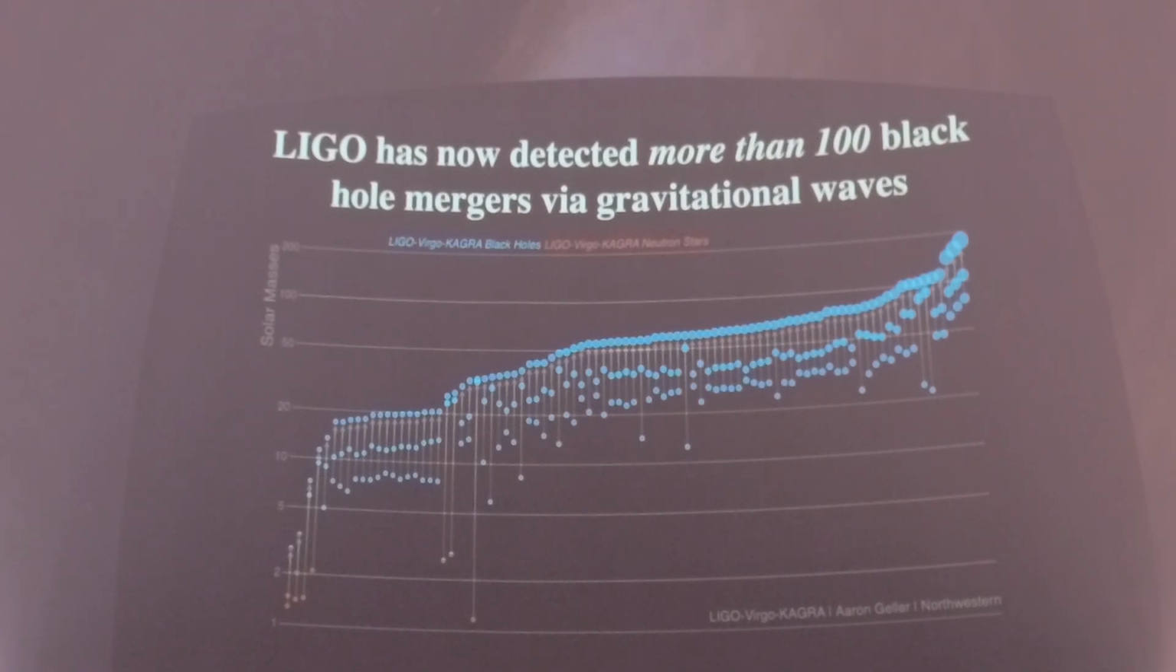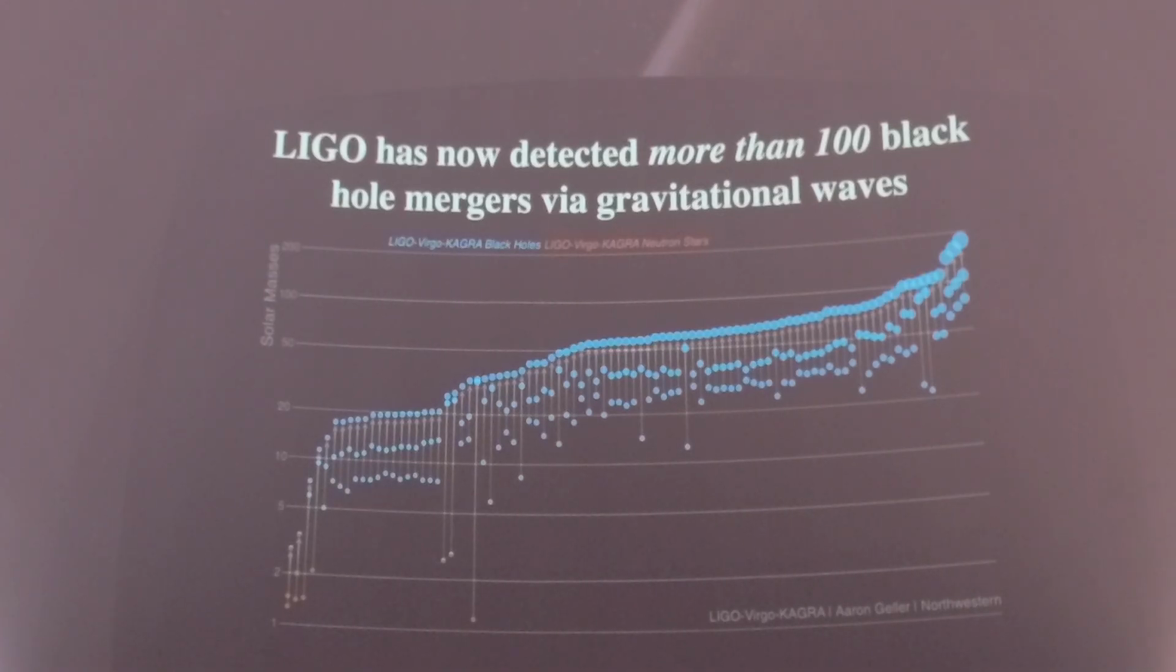So LIGO has been an unbelievably successful enterprise, and it's been an explosion of information about black holes. A couple decades ago, we knew of maybe just a handful of black holes in the Milky Way. We now know of several hundred black holes throughout the universe. So this has been a really big deal in astronomy.